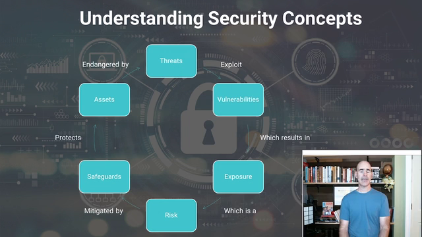And the way we mitigate or remediate those risks, and we'll talk a lot about risk coming up, the way that we try to protect ourselves against those risks is through safeguards or controls. You can think of those as the protection mechanisms that we put in place to protect those assets against those threats.